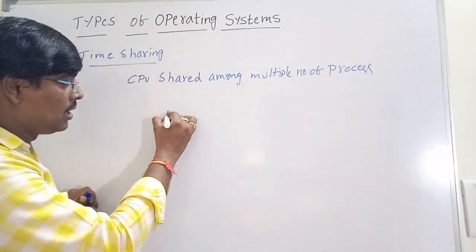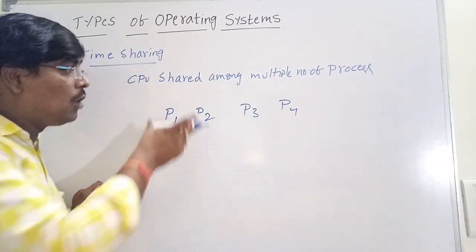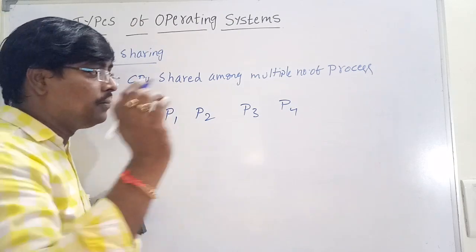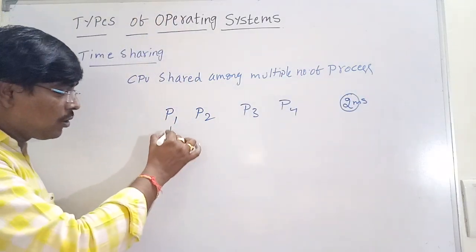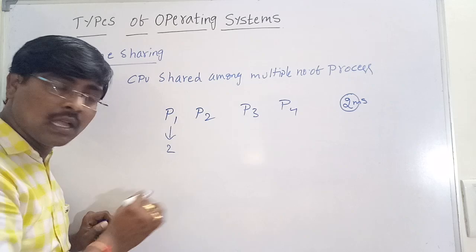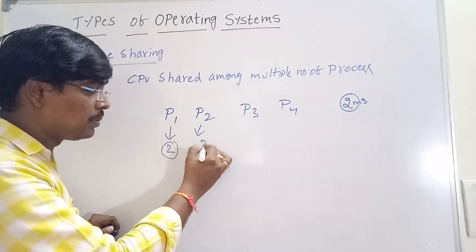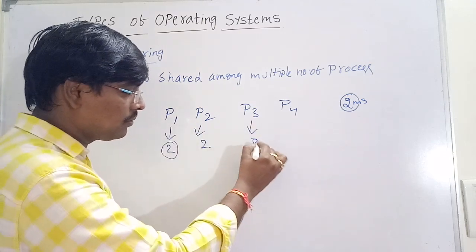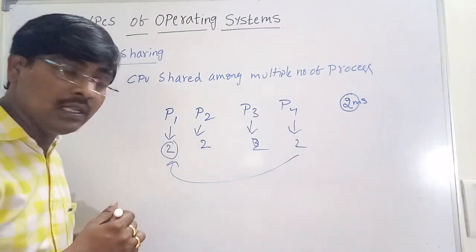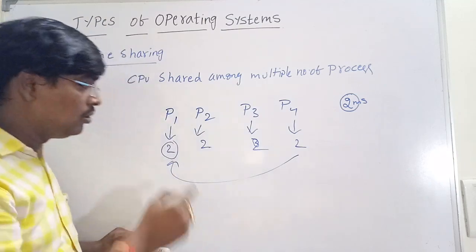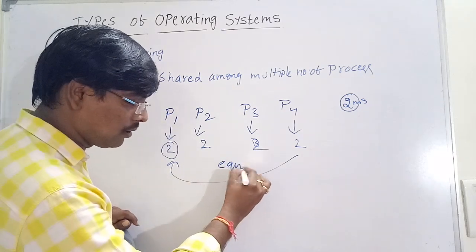For example, see this one, process P1, P2, P3, P4. We have 4 processes. How is time sharing applied? For example, I fix a time of 2 milliseconds. First process P1, I am allocating 2 milliseconds. After completion of 2 milliseconds, now I am allocating the CPU to process P2. After 2, allocating to process P3 and P4. Again back, again P1, P2, P3, P4. That means the entire time of the CPU is shared among all the processes equally. That is the important point.